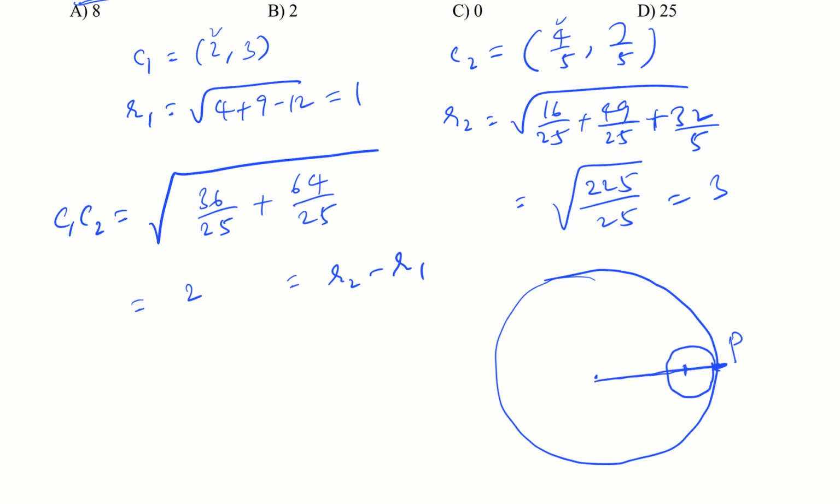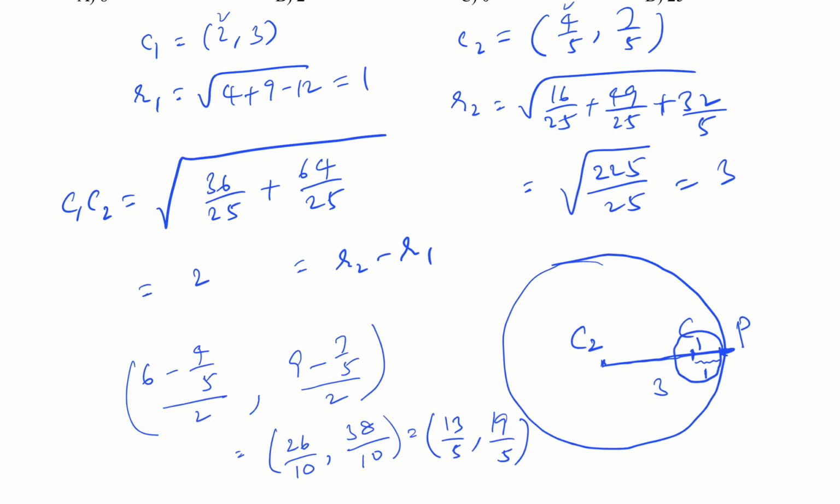R2 is 3, and this distance R1 is 1. So P is dividing C to C1 in the ratio 3 is to 1 externally. So for C to C1, we apply the ratio 3 is to 1 externally to get our point A comma B. After applying the ratio externally, I am getting this as the point of contact.